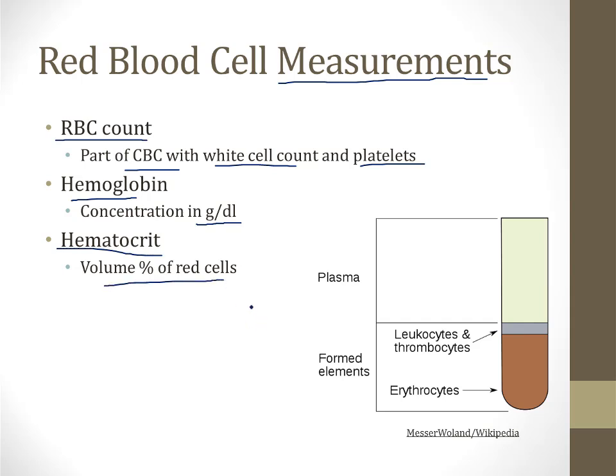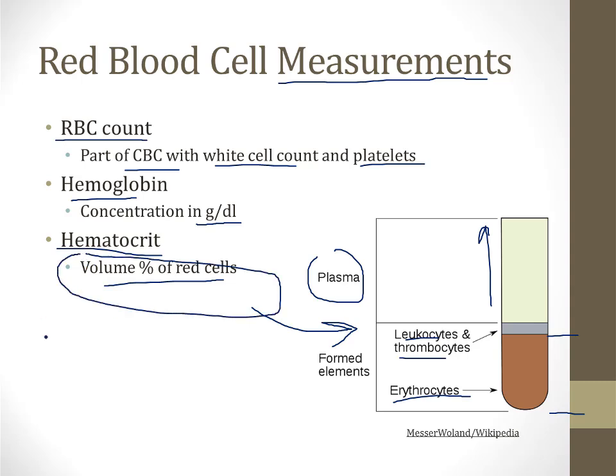To understand this, let's look at this picture on the screen. This is what serum looks like when you spin it in a centrifuge. The liquid elements like the plasma will be at the top of the tube, and the heavier things like red blood cells and white cells and platelets will be down at the bottom. After you spin the sample, you measure the percentage of the sample occupied by the red cells compared to the whole, and that is the hematocrit, or the volume percent of red cells.